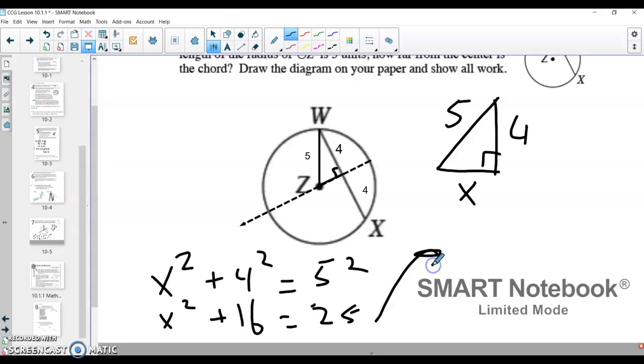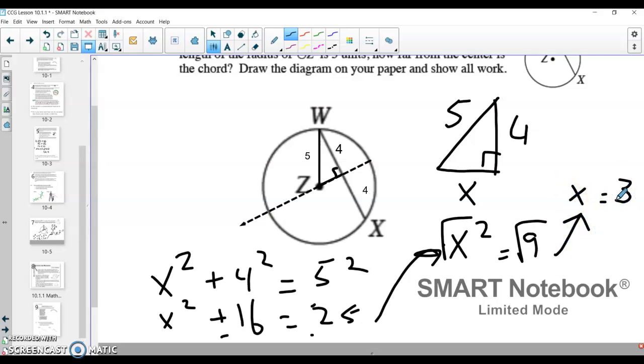We subtract the 16 over, so we subtract 16 on this side, subtract it on the right side, and we're left with x squared equals 9. And then to get x by itself, we square root it to get rid of the squaring, square root both sides, and so x equals 3. x being 3, that would be our answer for this problem.